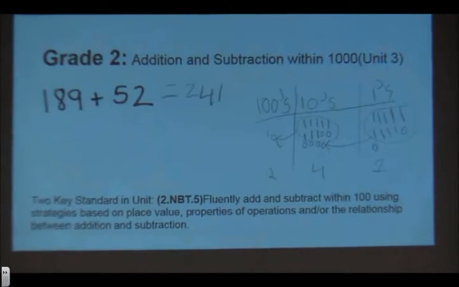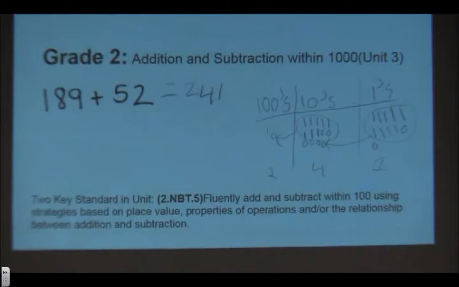So I drew my 189 with lines on the chip model. Then I drew 152 in circles. Then I look at my ones place, and I see if I can make 10 out of those ones. If I can, I circle the 10 ones and make a line to the tens place and make another 10 in the tens place.